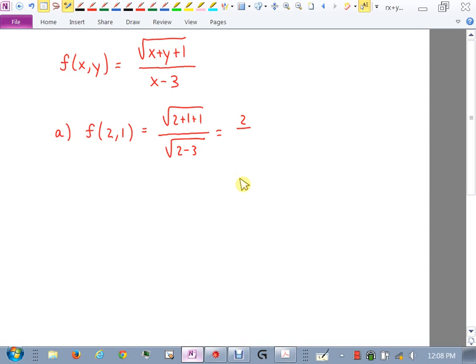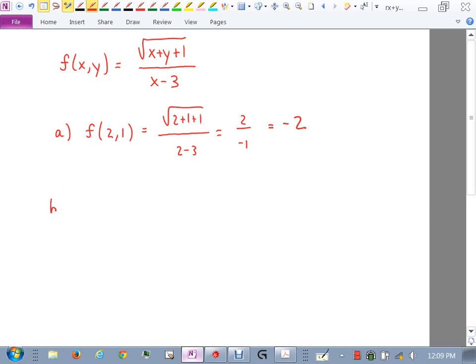Uh-oh. I don't know where that square root came from. I'm still in the back of a truck somewhere. Do y'all agree with that? Negative 2? So if you plug in this ordered pair 2, 1, it spits out a single value, negative 2.